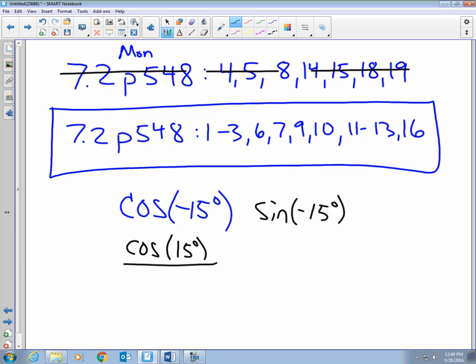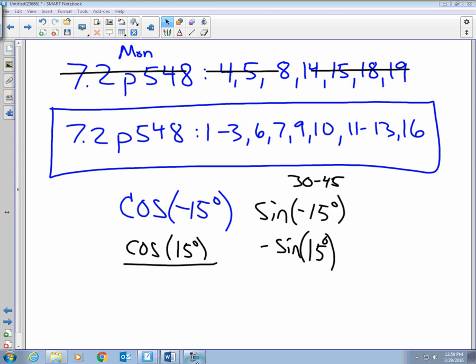Suppose you have sine of a negative, what would you do? Yeah, so just do the sine of 15 degrees, and then just make the answer negative. Or if you wanted to do 30 minus 45, you can still do that as well. So it's up to you, okay? All right, first question, second question, and shut this down.